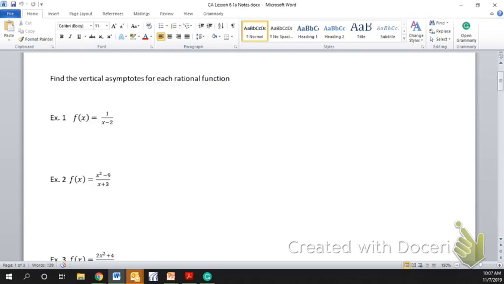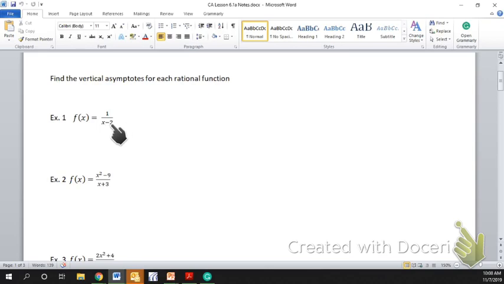On this page, I'm giving you some rational functions, and I'm asking you to find the vertical asymptotes. Look back at the previous page: what were the rules for finding vertical asymptotes? Factor and cancel if possible. Is there anything you can factor here on example 1? No. So what does it say to do after you try to factor and cancel? Set the denominator equal to 0 and solve.